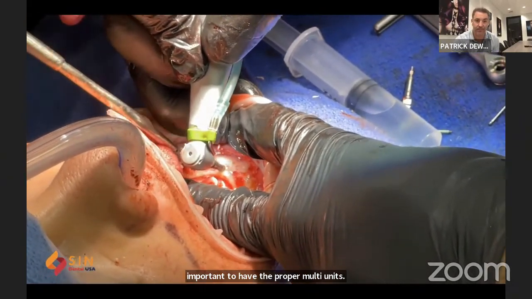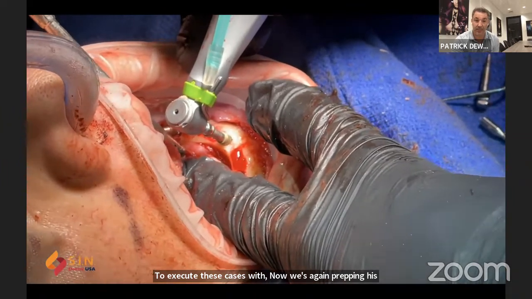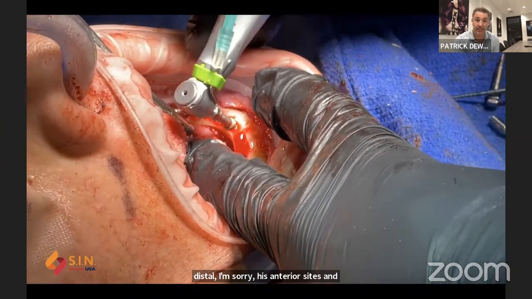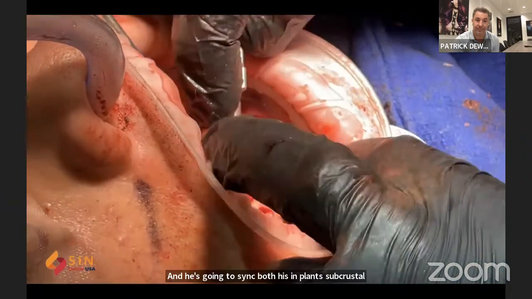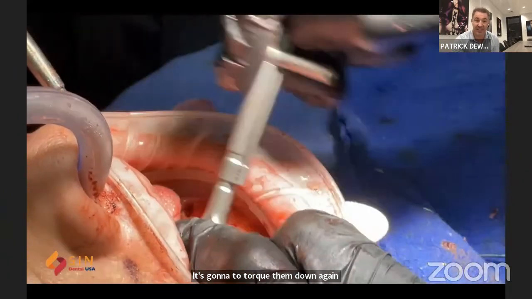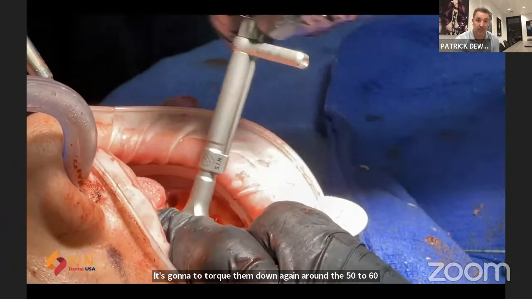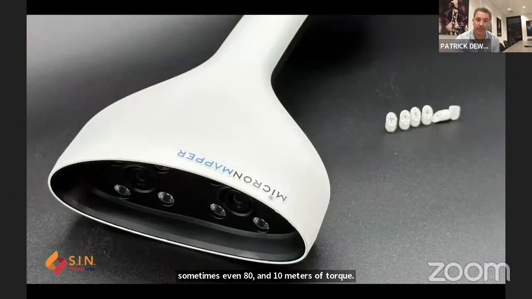Now he's again prepping his anterior sites on the mandible, and he's going to sink both his implants subcrestal. It's going to torque them down again around the 50 to 60, sometimes even 80 Newton centimeters of torque. I think we'll see where he's at here. It doesn't show it. Okay, so now I'm going to fast forward here.